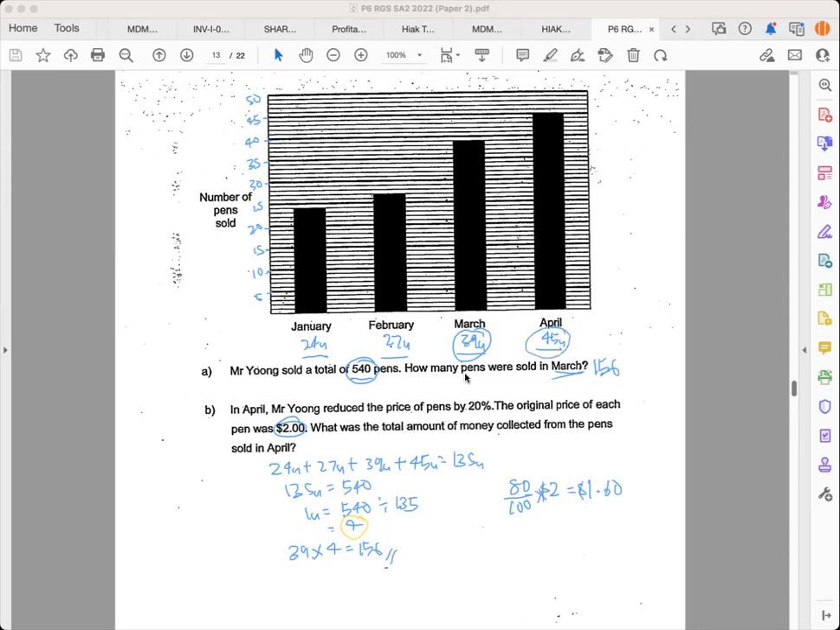What was the total amount of money collected from the pens sold in April? In April, it sold 45 units. So 45 times $1.60. But this is not the answer, because 1 unit, remember, we calculated here, 1 unit is 4 pens. So must times 4. So the answer is $288. So this is the answer to question number 12.